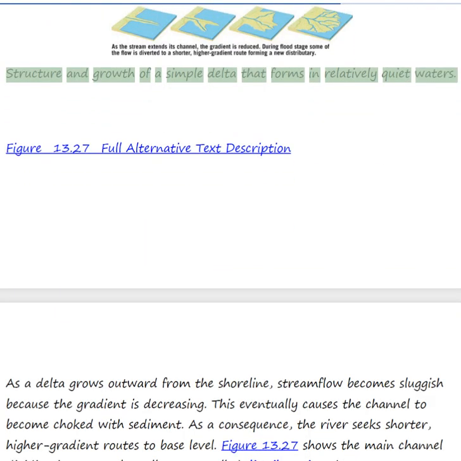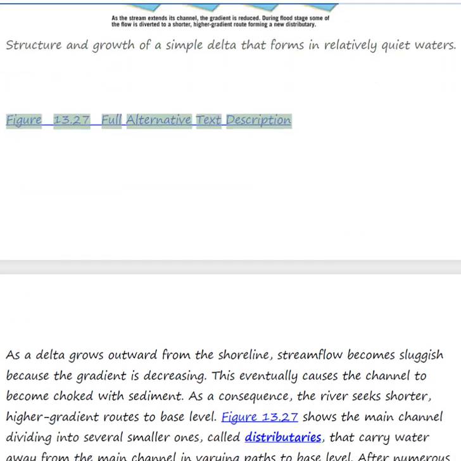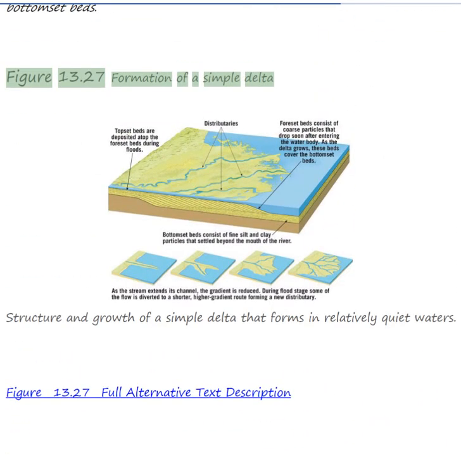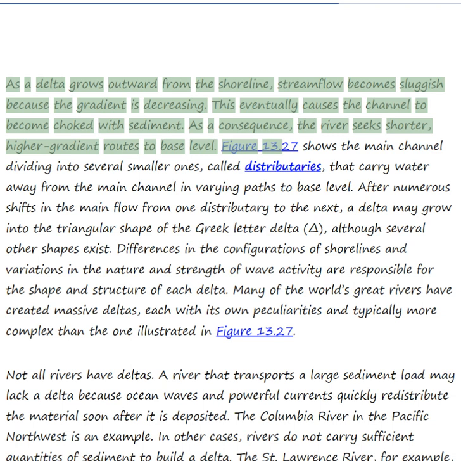Structure and growth of a simple delta that forms in relatively quiet waters. Figure 13.27 Full alternative text description. Figure 13.27 Formation of a simple delta. As a delta grows outward from the shoreline, stream flow becomes sluggish because the gradient is decreasing. This eventually causes the channel to become choked with sediment. As a consequence, the river seeks shorter, higher gradient routes to base level.